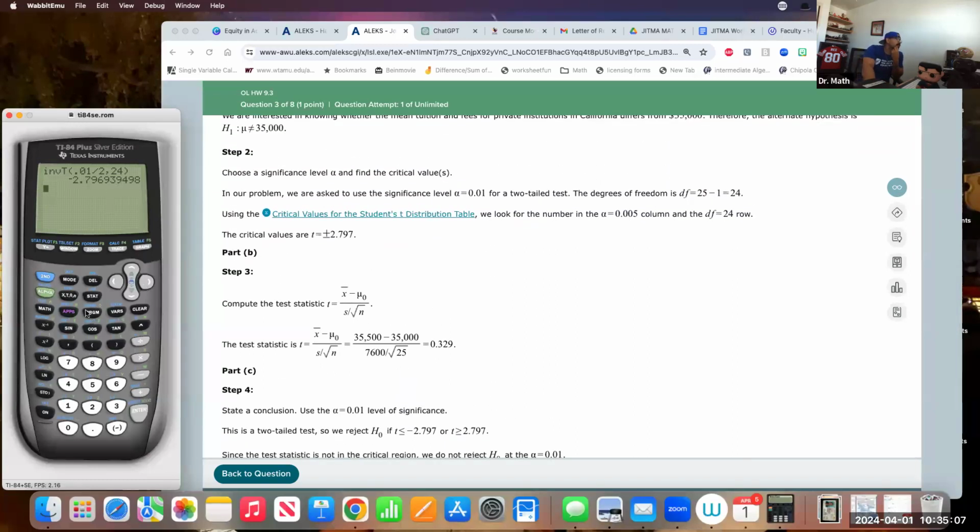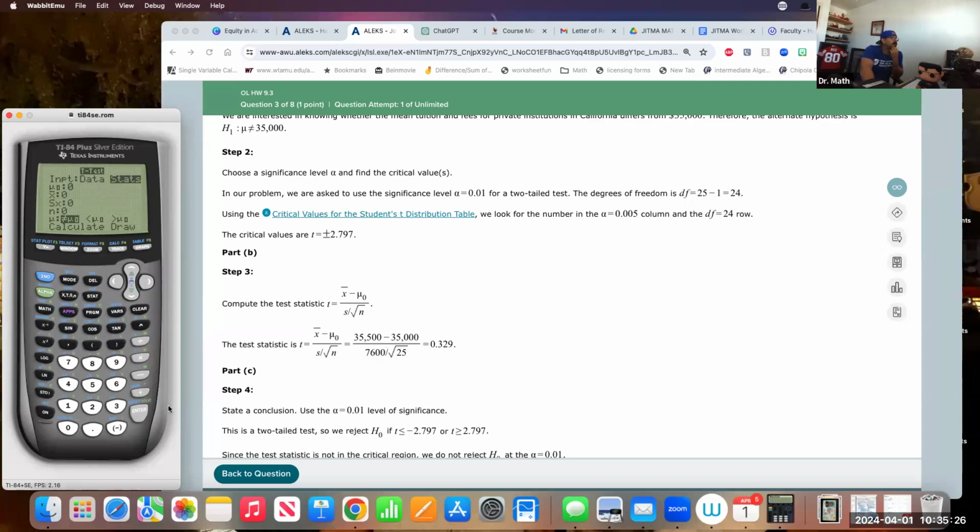You could also go to stat, go over to test. If you go to t-test here, you could also plug everything in. Notice they don't give us the data. We have the stats, the statistics. So we can punch in everything. But again, this is the formula.